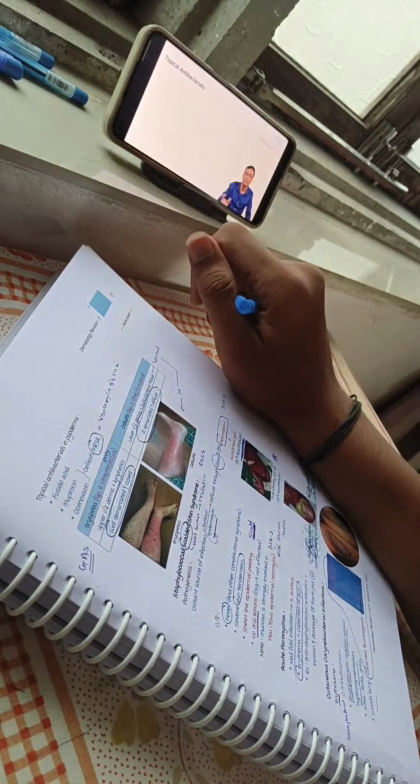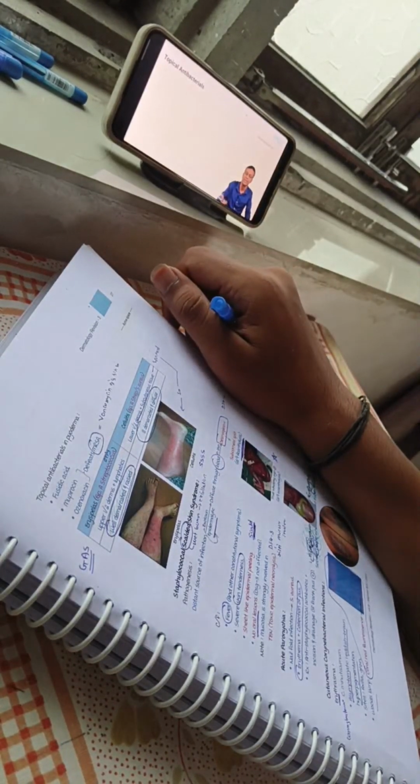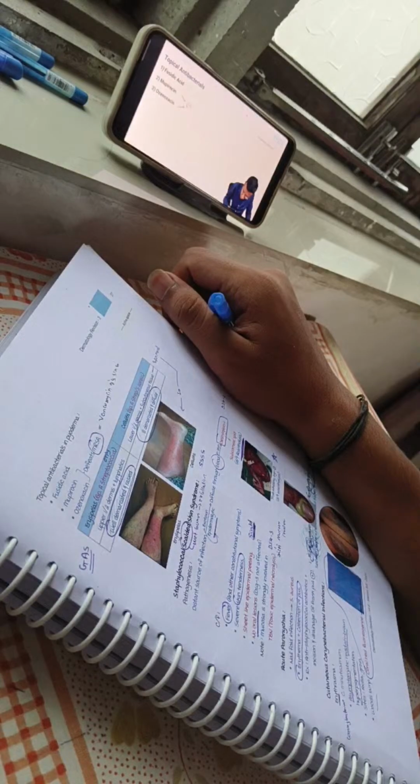Let us look at some common topical antibacterials that we should know once we have passed out MBBS. Number one is fusidic acid. Number two is mupirocin. And number three is ozenoxacin. So these are three important topical antibacterials. Please do note that mupirocin and ozenoxacin have got action against the superbug methicillin-resistant Staphylococcus aureus.